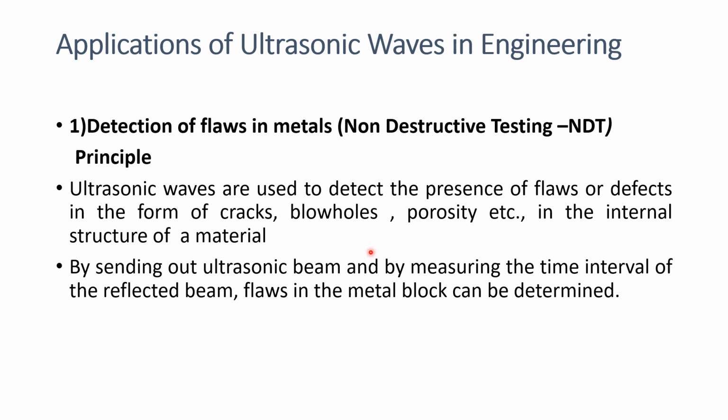How is this made possible? By sending the ultrasonic beam and by measuring the time interval of the reflected beam, flaws in the metal block can be determined. So, the waves are sent into the metal and the reflected ultrasonic waves are received. By measuring the time interval of this received beam, flaws can be determined.